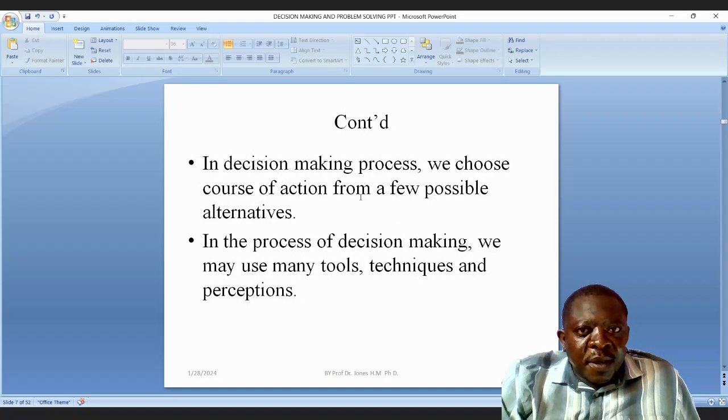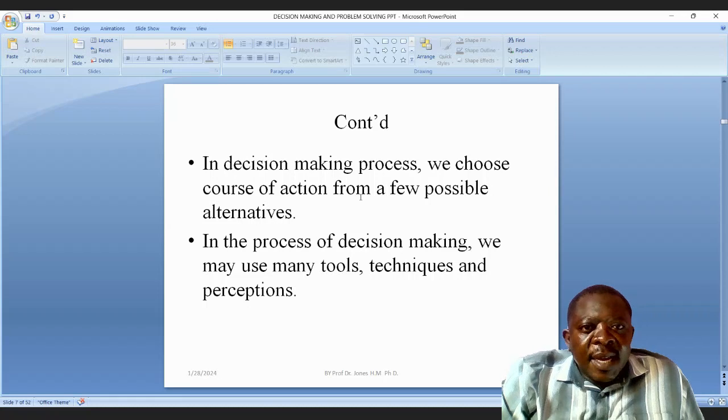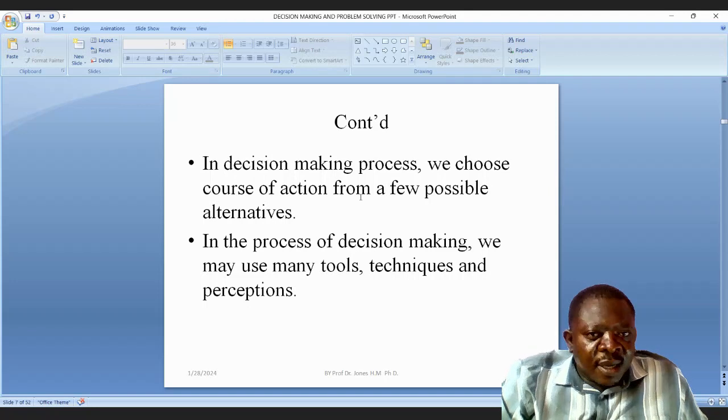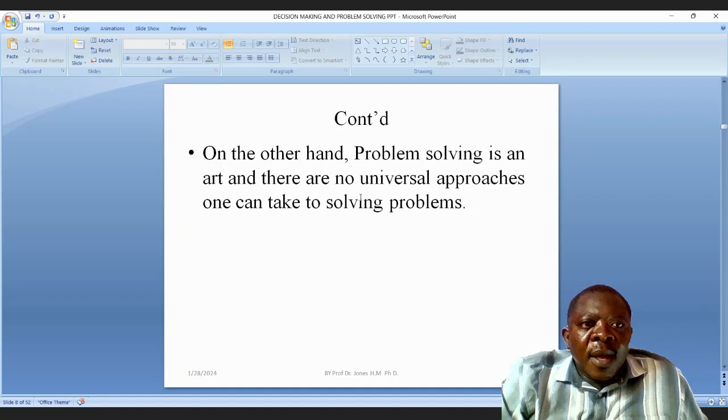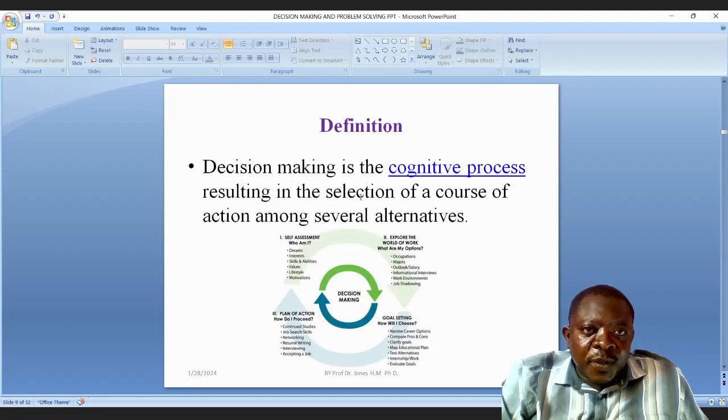In a decision making process, we choose a course of action from a few possible alternatives. In the process of decision making, we may use many tools, techniques, and perceptions. On the other hand, problem solving can be looked at as an art, and there are no universal approaches that one can take to solving problems.